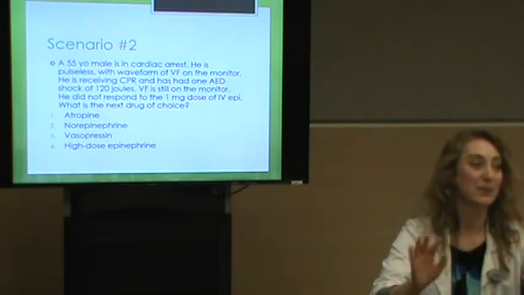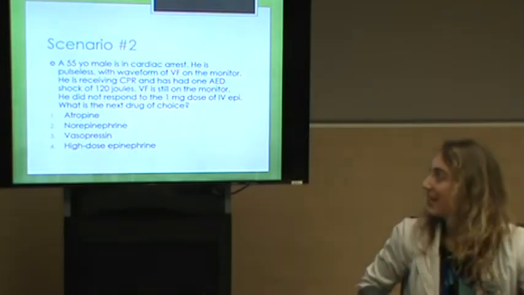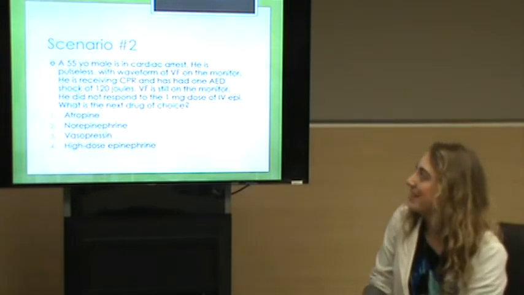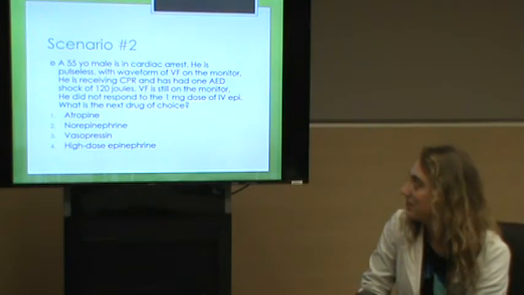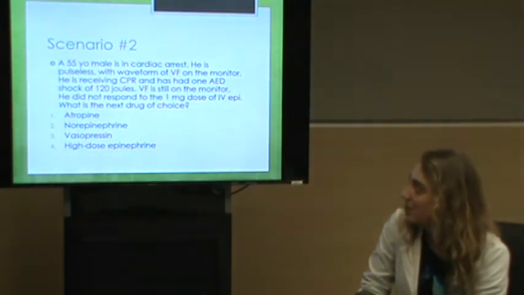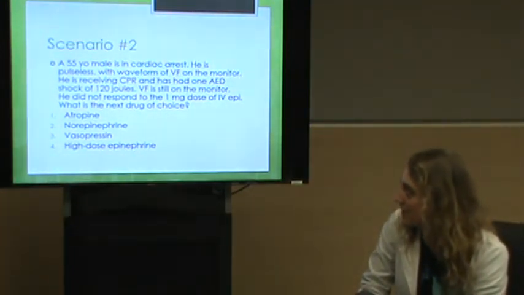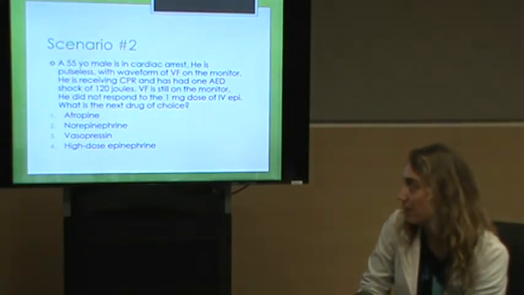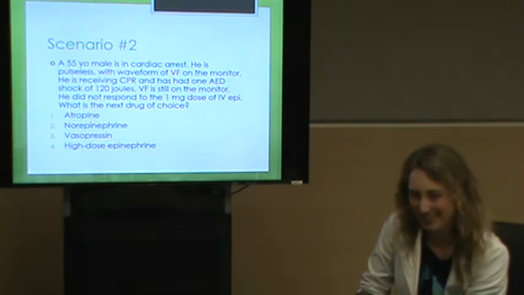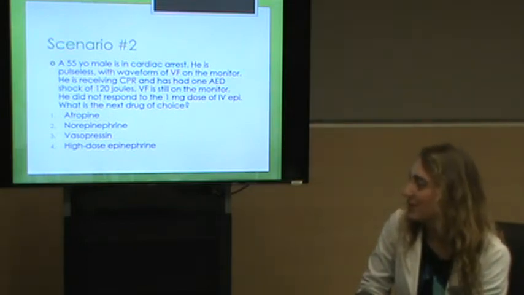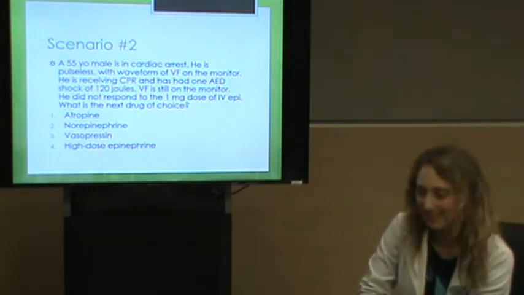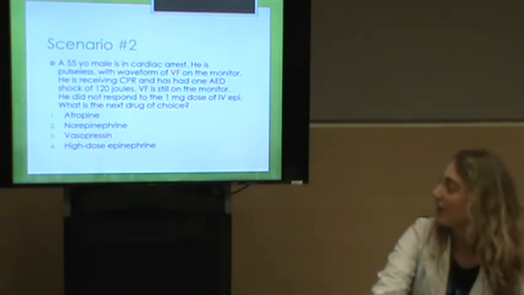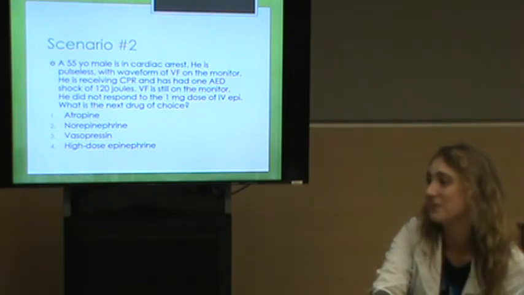Okay, one more and then we'll resume. A 55-year-old male is in cardiac arrest. He's pulseless with waveform VFib on the monitor. He's receiving CPR and has had 1 AED shock of 120 joules. VFib is still on the monitor. He didn't respond to the 1 milligram dose of epi. What would be the next drug of choice? Good job. What would be another alternate that's not up there? Another dose, yeah? Or another low dose of epi if you wanted to see if he would respond the second time.